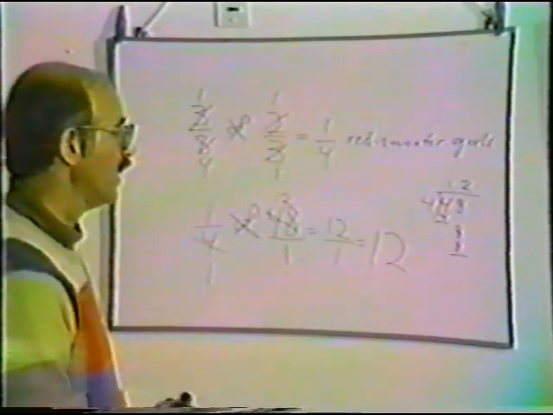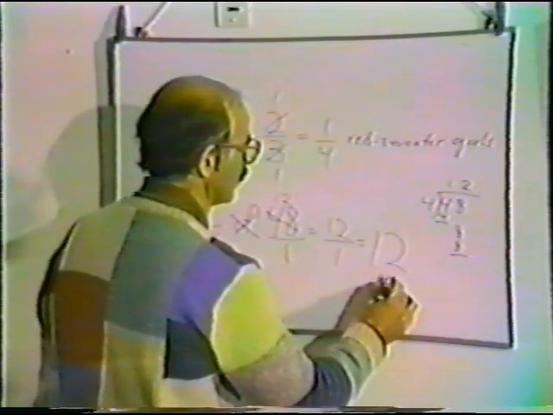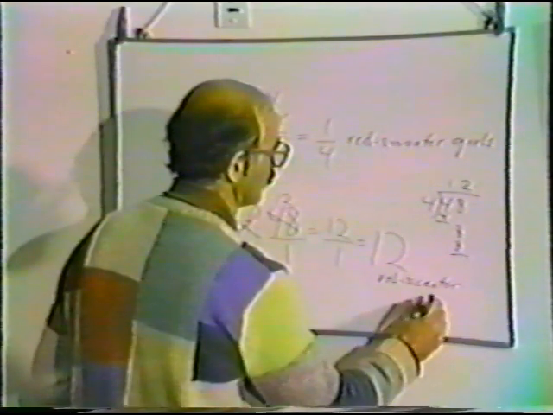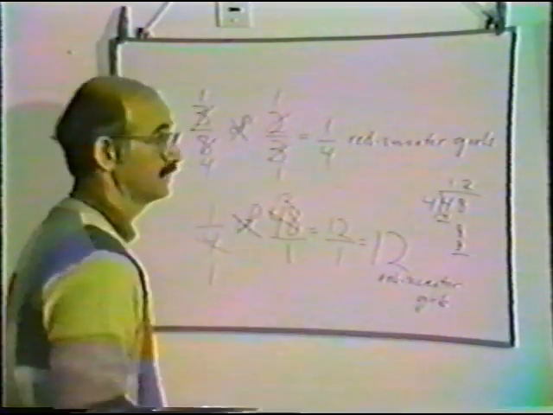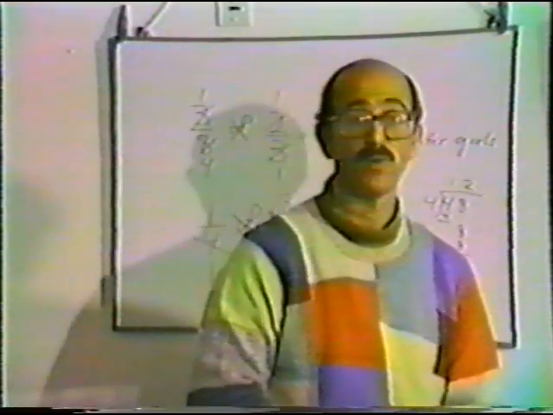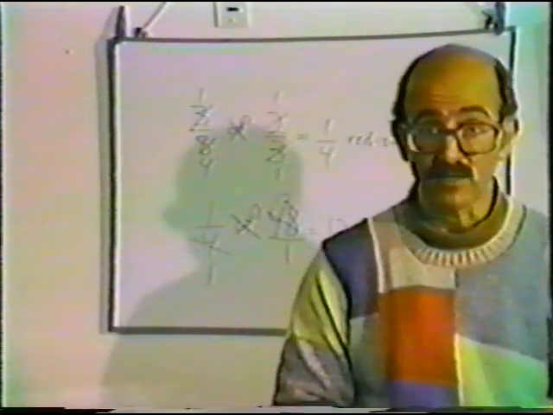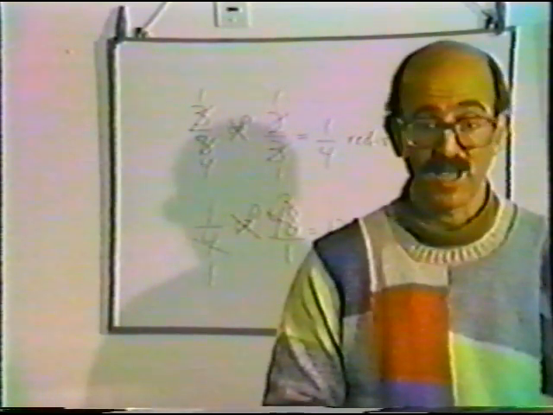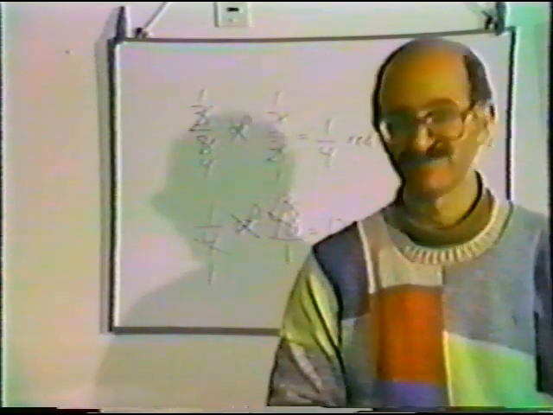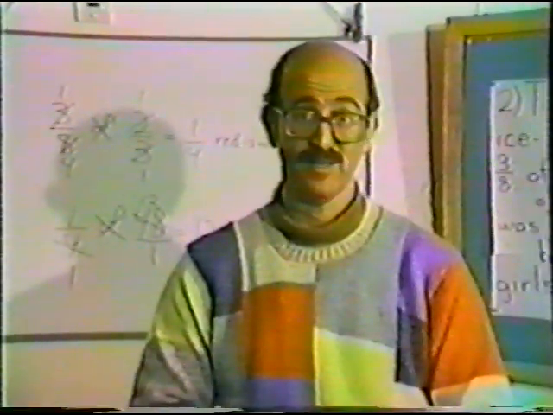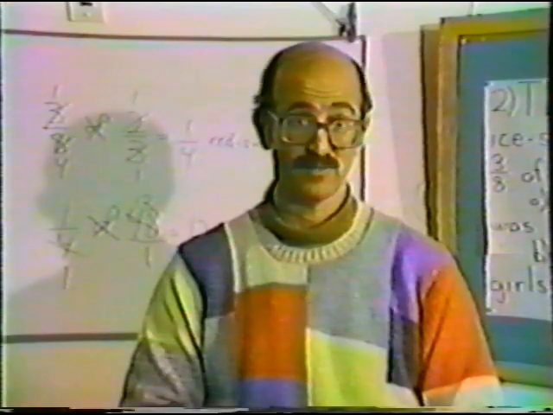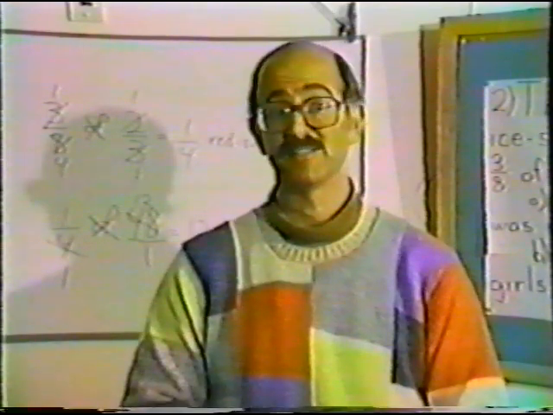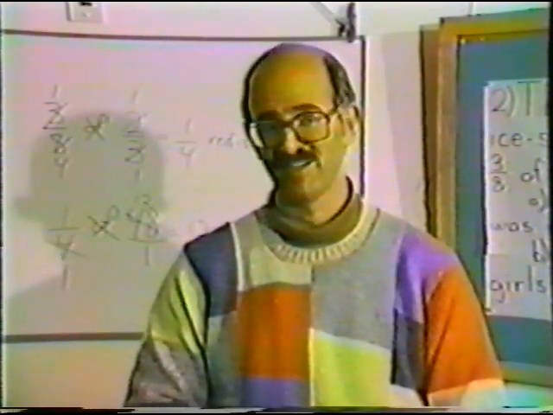There were 12 red sweater girls. How many girls were there with blue sweaters? 48 took away 12? I fooled you. You can't tell how many have blue sweaters, how many have green sweaters, or how many have no sweaters at all. All you can tell is how many were red sweater girls.